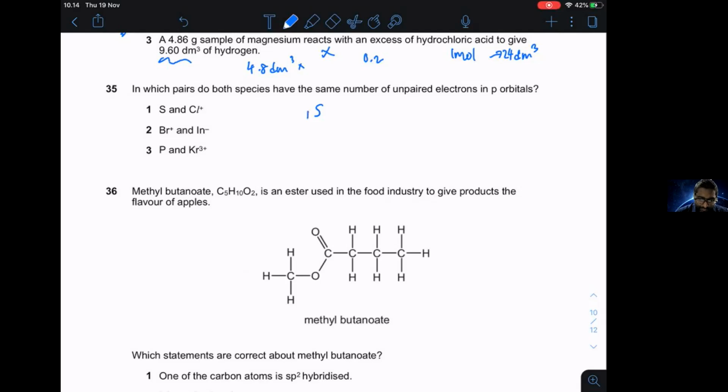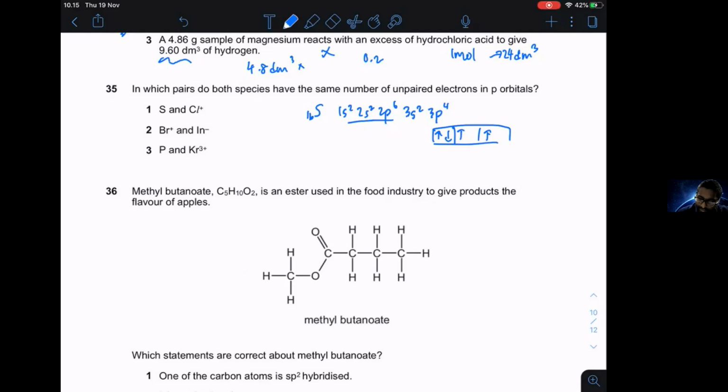Sulfur is 16. So 1s2, 2s2, 2p6, it's already 10. Then 3s2, 3p4. 1, 1, 1. So which pair do have the same number of unpaired electrons in p orbitals? There are 2. Okay, Cl plus.